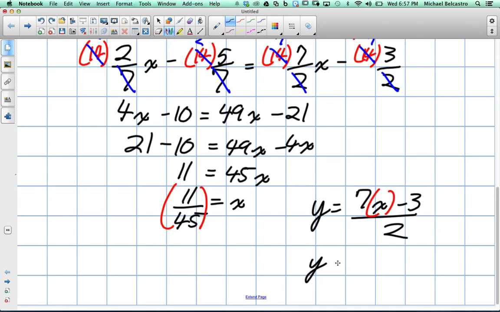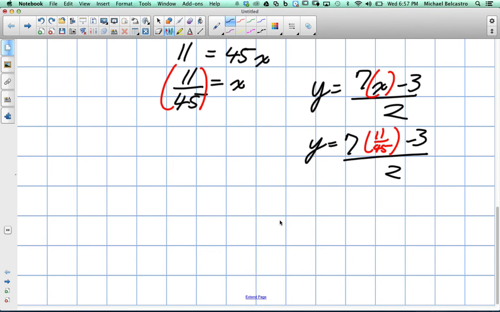So y is equal to 7 times 11 over 45 minus 3 over 2. All right, so this is where we need to be good with fractions. I'm going to keep everything in fraction form. I like working with fractions. It's very, very exact. I know that 7 times 11 over 45 is 77 over 45.